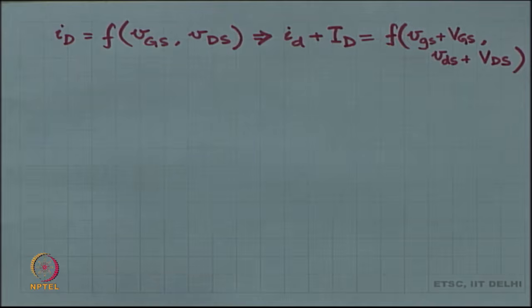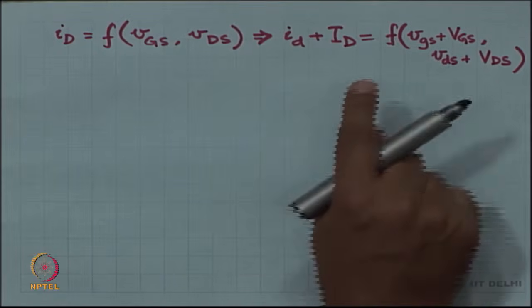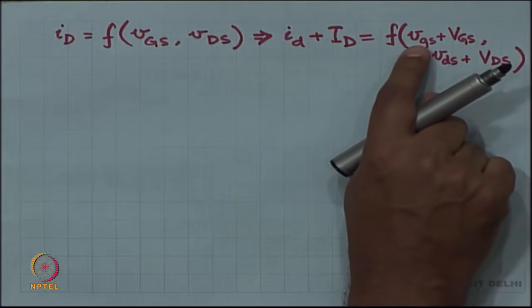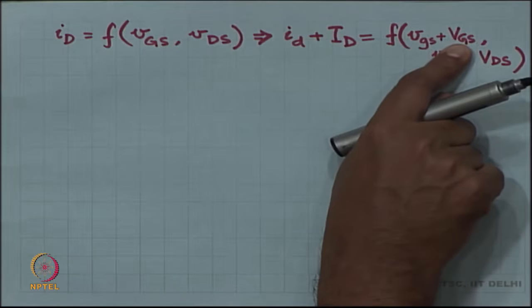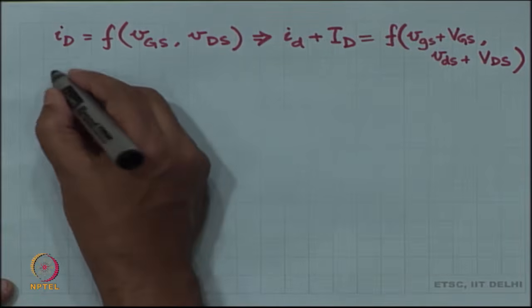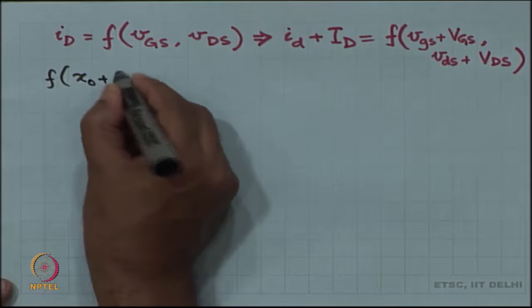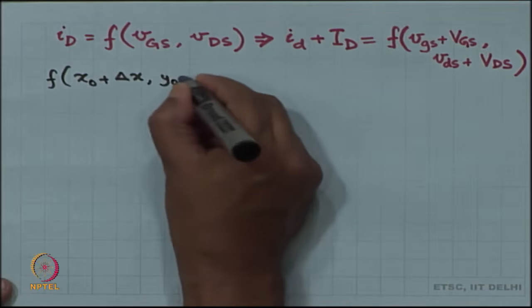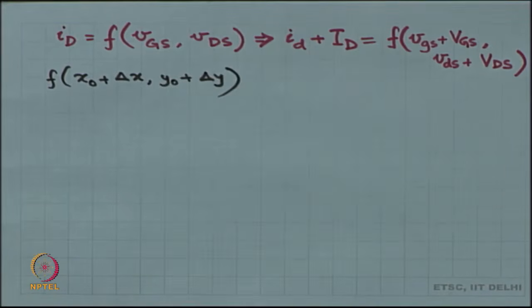So, I have broken up all the voltages and the current. Now, I know one thing, I know Taylor series, right. This function of x naught plus delta x comma y naught plus delta y. This is something that you have done in your mathematics, and this can be broken up as a Taylor series. So, I get back to our particular one.